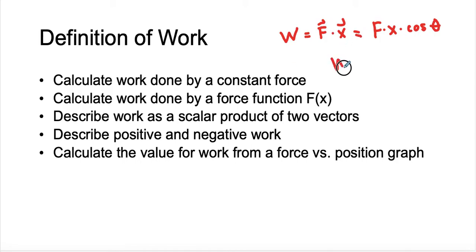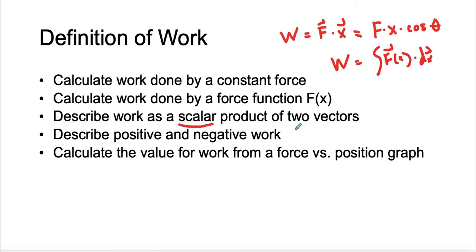But if you don't have a constant force, if you have a force function, then work is the integral of your force function. So some force is represented by a function of position times your dx. These are also vectors, and you take the integral of that to get work. So whether it's a constant force in the first one or a changing force in the second one, in both cases, it produces a scalar when you take the dot product of two vectors.